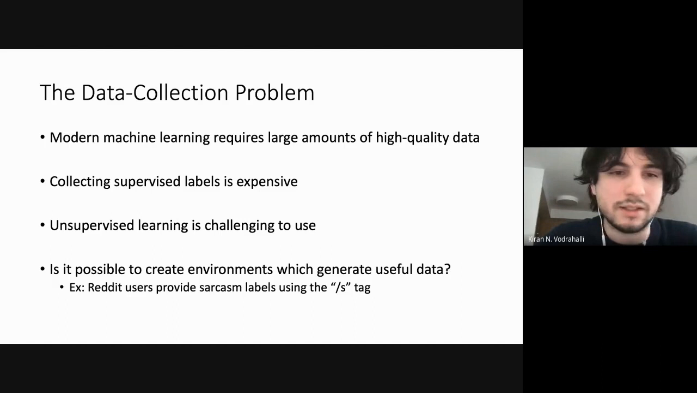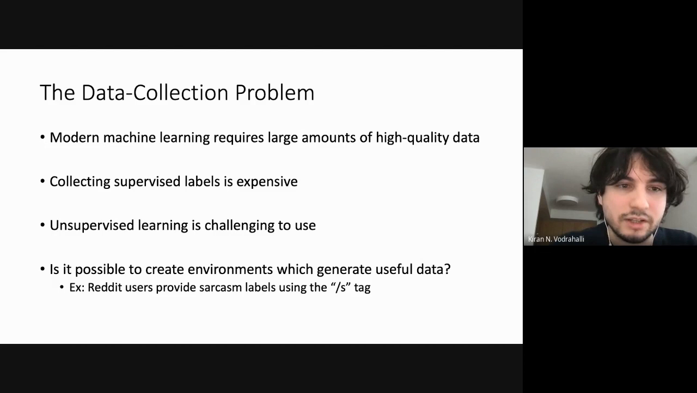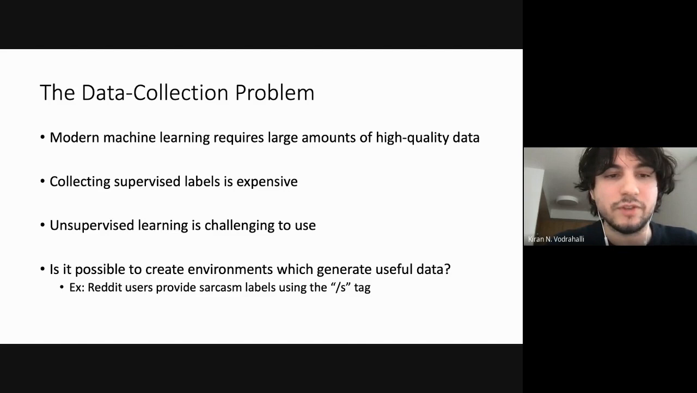So this poses another question: is it possible to create environments which just generate useful data naturally? So you ease the collection difficulties of supervised learning while maintaining some of the properties of unsupervised learning, that you don't have to go and specifically label things. So can you incentivize the creation of useful data?